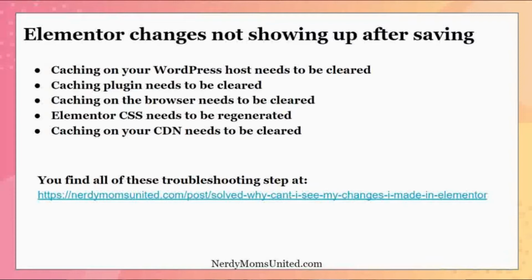It is well known that the Google Chrome browser has an issue with caching and can cause Elementor to not display the new changes you have made. We're going to look into that issue too. It could also be that the CSS, which is known as your cascading style sheets in Elementor, needs to be regenerated. And you could be using a CDN, which is a content delivery network. If you are, that could also need to be cleared as well.